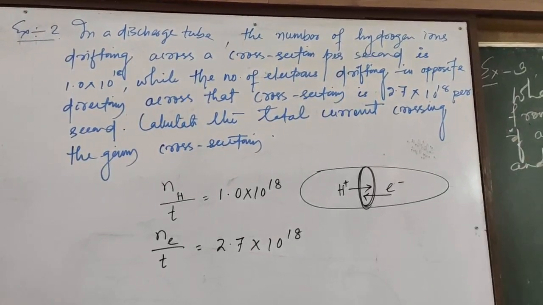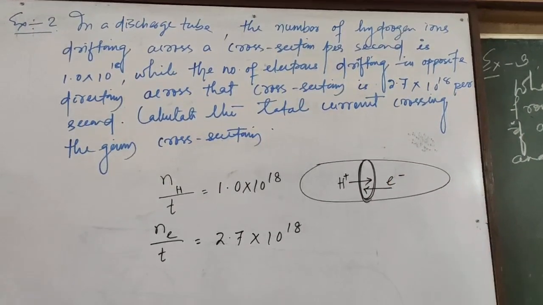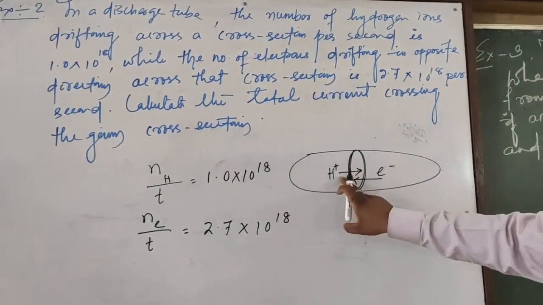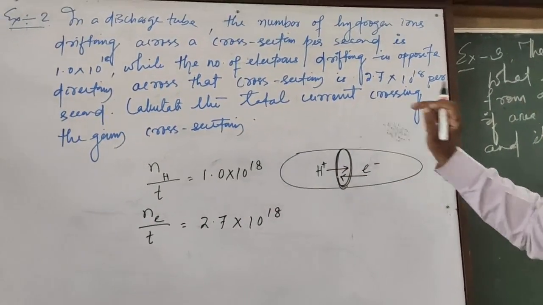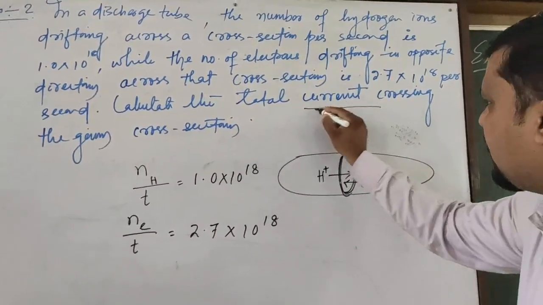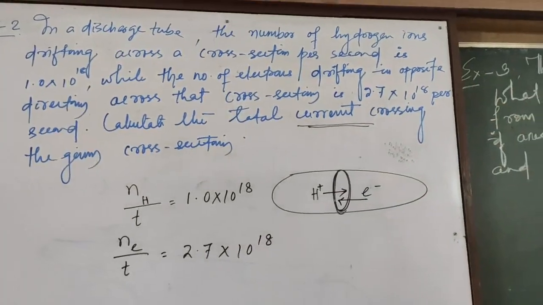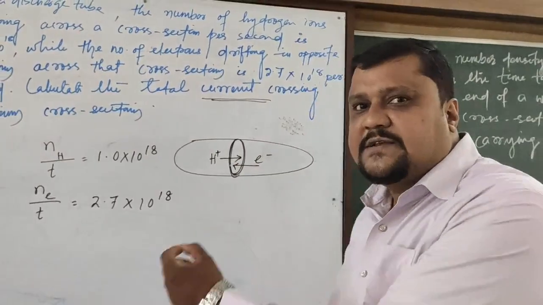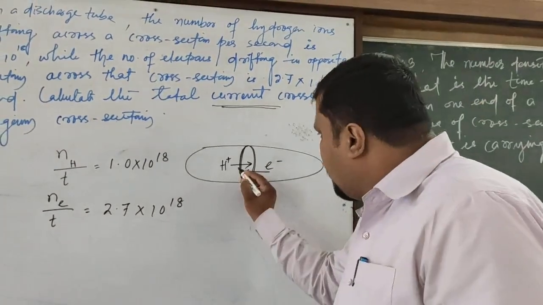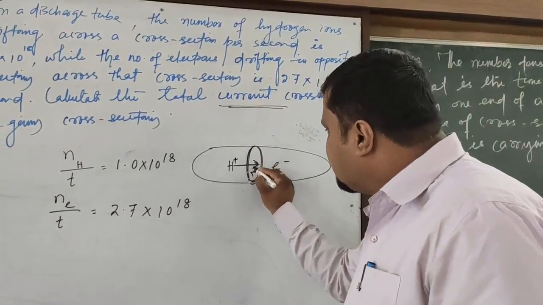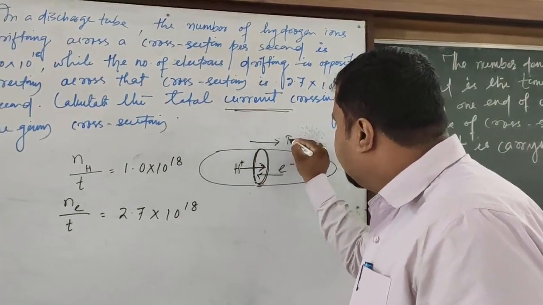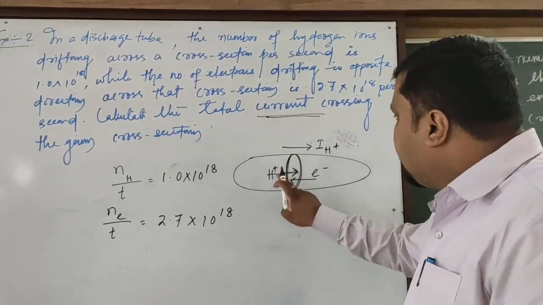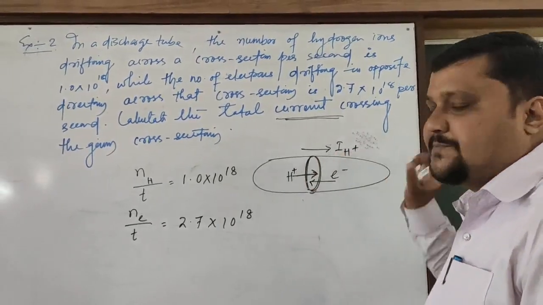Now you have to see there are two charge carriers here. One is the hydrogen ion, the other one is the electron. When you talk about the hydrogen ions crossing, the current asked about is the conventional current. As you know, the direction of current is the direction in which the positive charges flow. So in that case, hydrogen is the positive ion, so this is the direction of current. Let me call this I H plus, for the hydrogen ion.